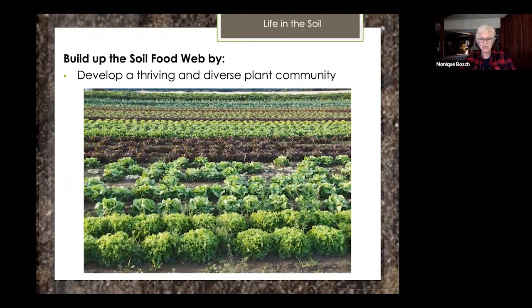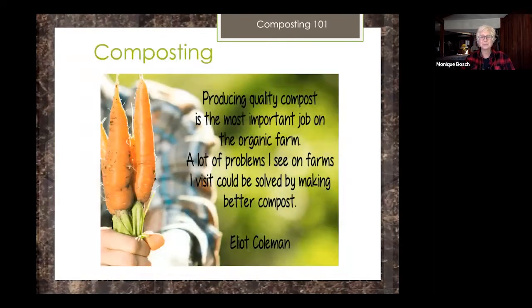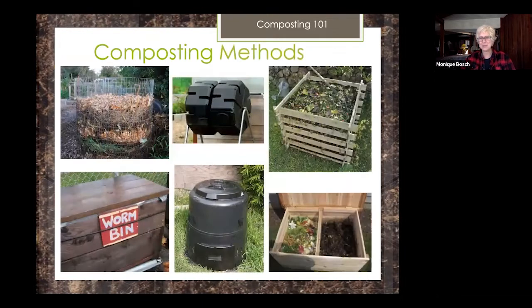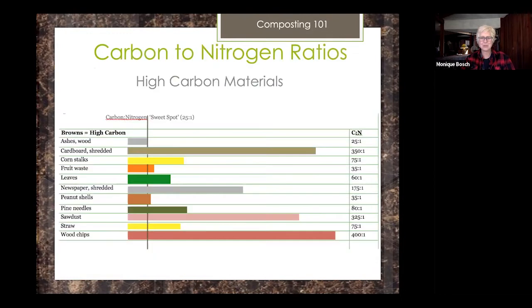So you have indigenous microbes from your soil and from your residues going back into the soil. And of course, a diverse plant community. So as Eliot Coleman says, producing quality compost is the most important job on an organic farm, and I would agree. I do a very long lecture on composting and compost tea, but I'm just going to give you a little preview here of the various composting methods that you can do.